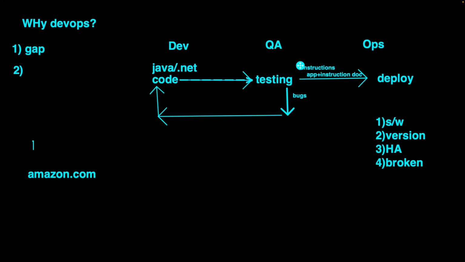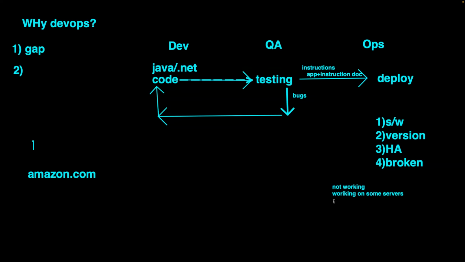But again, ops teams have to check. Let's say the ops teams are executing the instructions given in the instruction document. Sometimes it might not be working. Chances are there, it might be working on a few servers. Let's say ops teams have to deploy it on Windows, Linux, and different operating systems, different versions and so on. It might be working on some servers, might not be working on all, right?